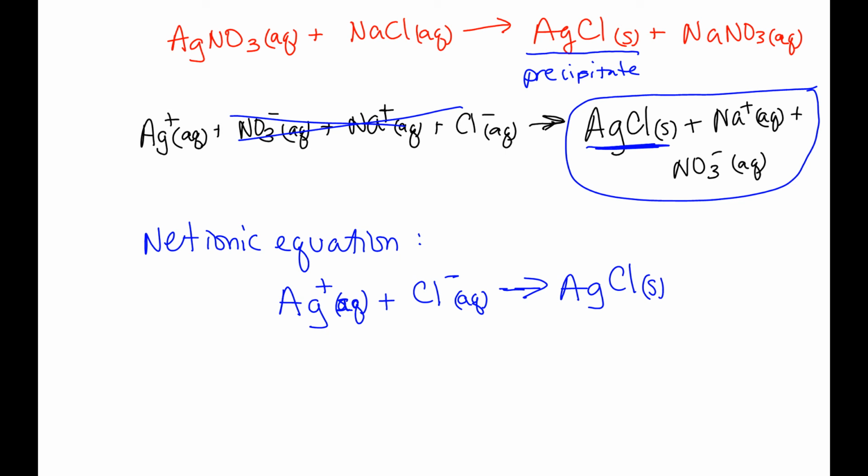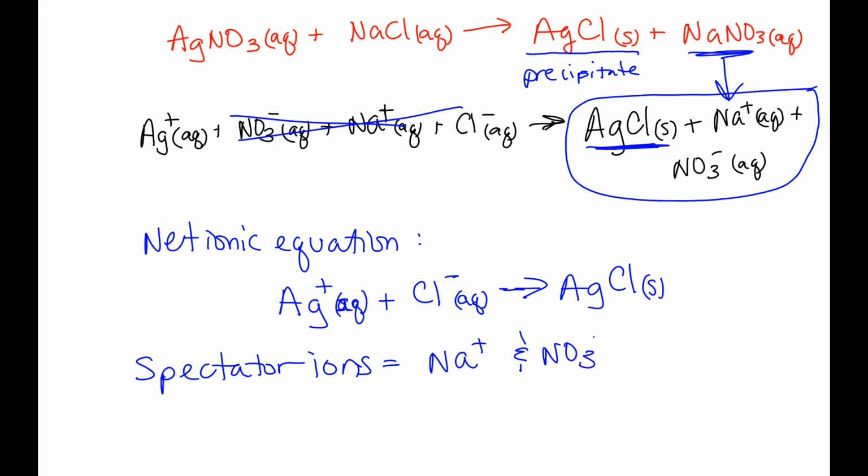Now, the other two things, the NaNO3 gives rise to your spectator ions. Okay, so you have some spectator ions here, and they would be Na plus and NO3 minus. Okay, so pretty easy. Let's try another one.